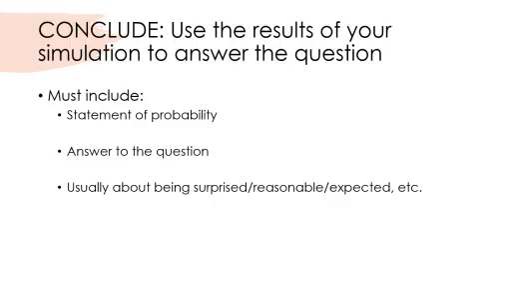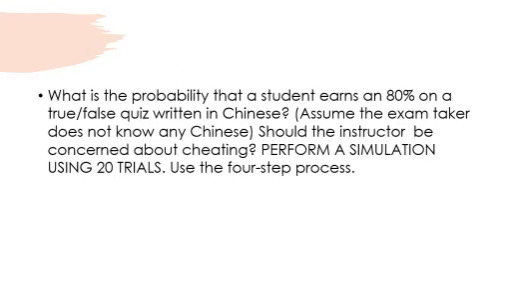Okay, so let's do an example. What's the probability of a student earning an 80% on a true-false exam written in Chinese, assuming that the student does not know Chinese? In this example, they are just going to be guessing because they have no idea what the questions are. If a student gets 80% on an exam, should the instructor be concerned that there was cheating? Perform using 20 trials, use the 4-step process. So this would be a type of question that you could see.